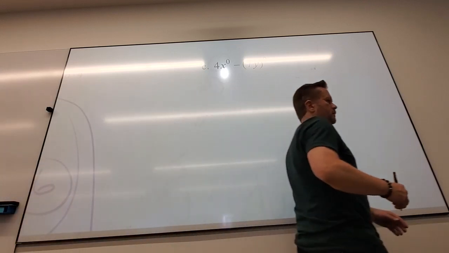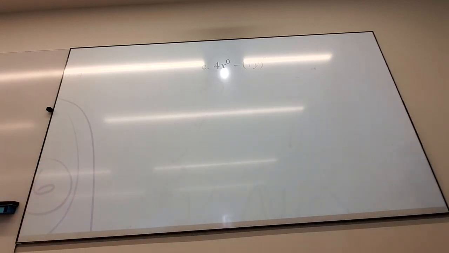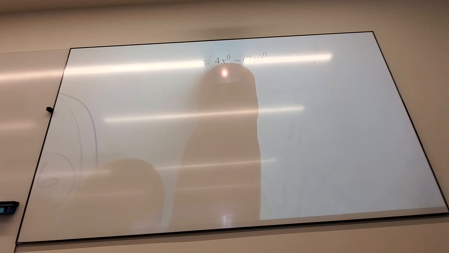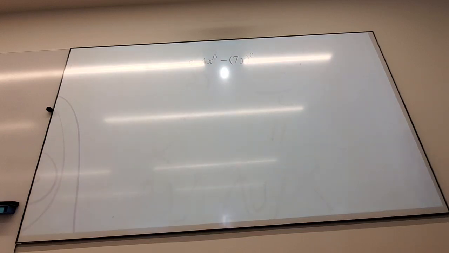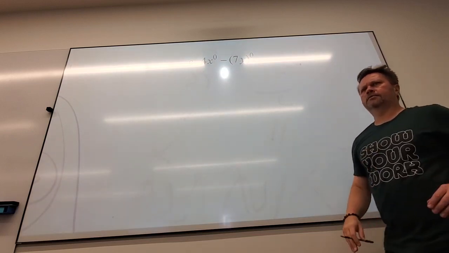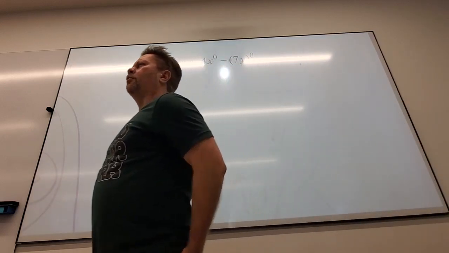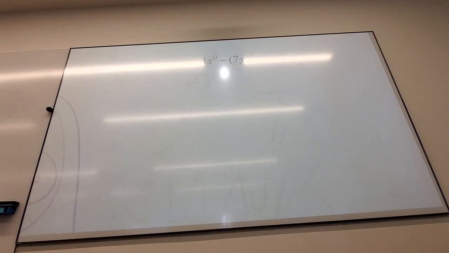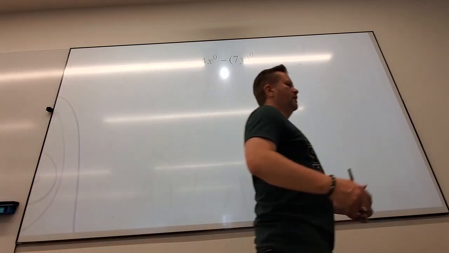But who remembers this idea? Yeah, what's the idea? Anything raised to the 0th power is 1. All right, cool. Does anyone know why? So we know that when you raise something to a 0 power, you get 1. That's weird. Why would that be true?